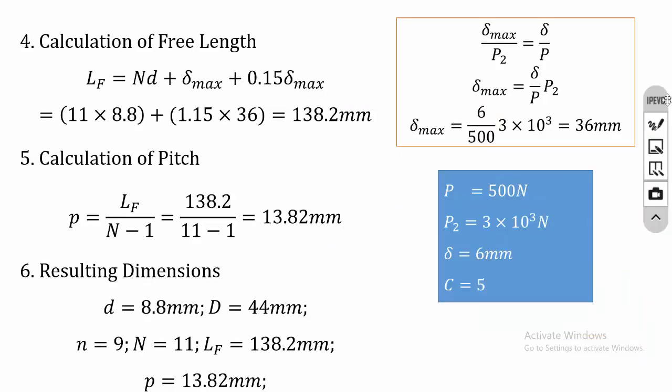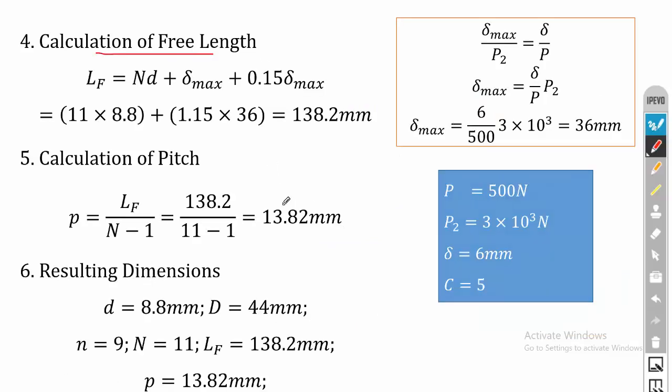Then the fourth step is calculation of free length. The equation is LF is equal to N d plus del max plus 0.15 del max. N is the total number of turns we have calculated, and d is the wire diameter. Here we have to calculate the del max. The deflection given in the problem is not actually the maximum deflection. Maximum deflection means the deflection for the maximum load. So for a load of P2, what will be the deflection? That is your del max.